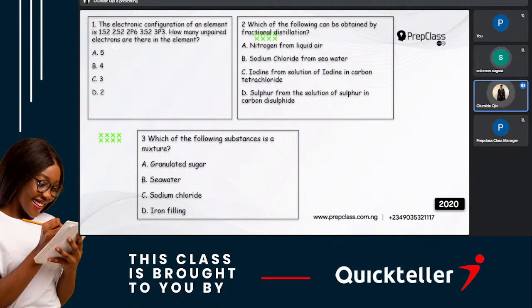Certainly. Yeah. So number 3, which of the following substance is a mixture? Now, A, granulated sugar. Granulated sugar is just sugar, the same thing as sugar. Your sugar in organic chemistry, the seawater. Then you have your sodium chloride. Your sodium chloride is a compound, NaCl. Your iron filling is an element, Fe. Your seawater is a mixture. It contains salt. It contains water. So your seawater is a mixture.